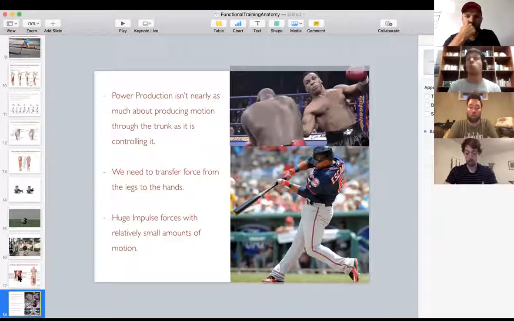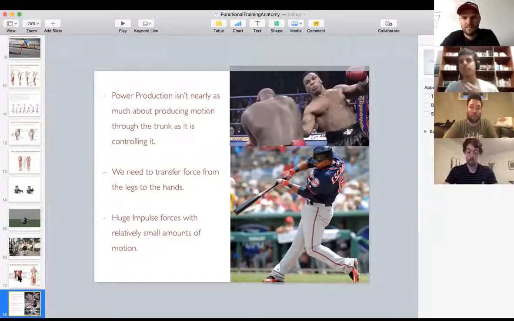Even if you look at both of these pictures, while Escobar's hitting that home run out, if you notice, he doesn't have a big separation between his hips and his torso. They're actually rotating together, okay? And then you look at Mike Tyson, again, not a huge separation between his abdominals and his shoulders. They're rotating together. That's how you produce force.